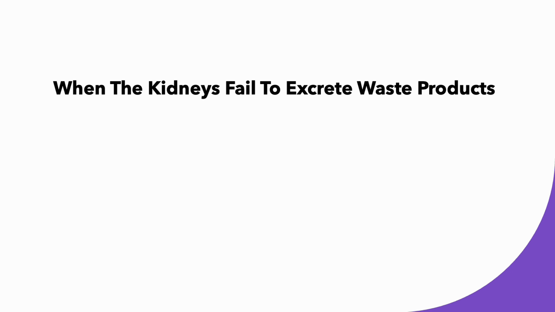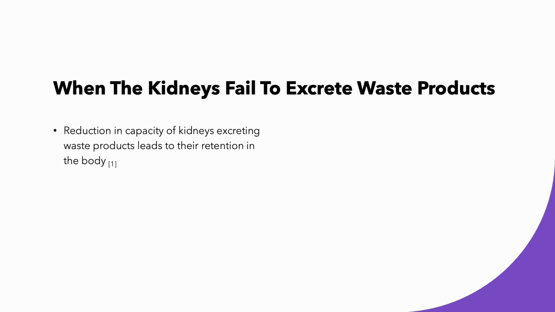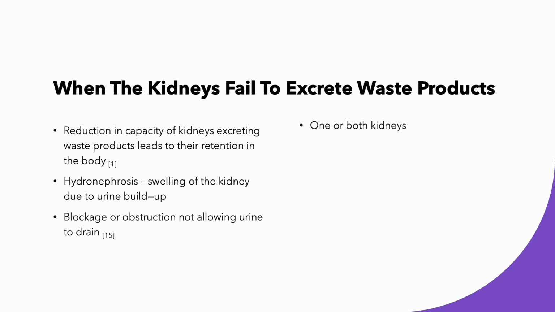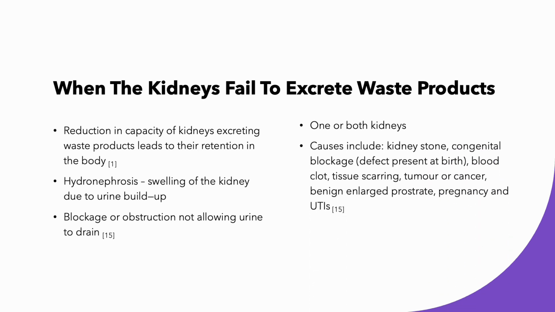Now we move on to what happens as a result of the kidneys not working properly. Reduction in capacity of the kidneys in excreting waste products leads to the retention of those waste products in the body. The swelling of the kidney can occur due to urine buildup, which is known as hydronephrosis. This can occur in one or both kidneys and occurs due to a blockage or obstruction not allowing urine to drain. Causes can include kidney stones, congenital blockage, which is a defect present at birth, a blood clot, tissue scarring, a tumour or cancer, a benign enlarged prostate, pregnancy, or a urinary tract infection. The rate of accumulation determines the clinical presentation and the effects of it.